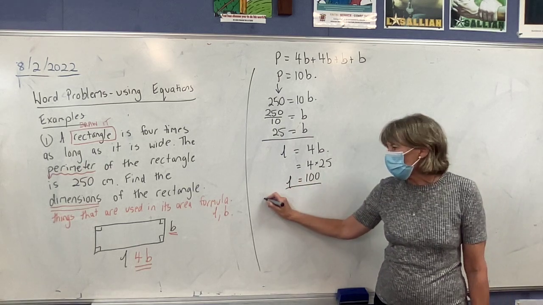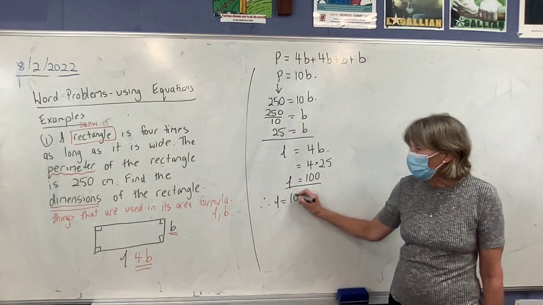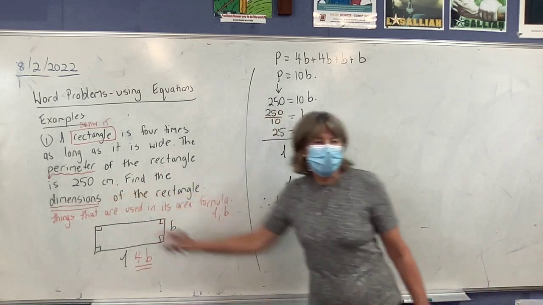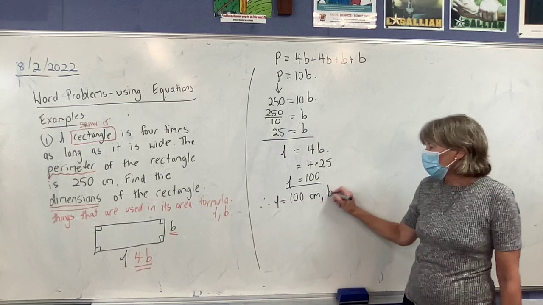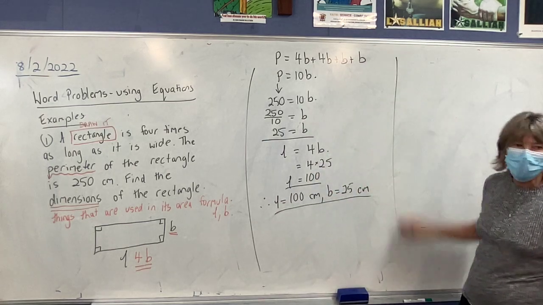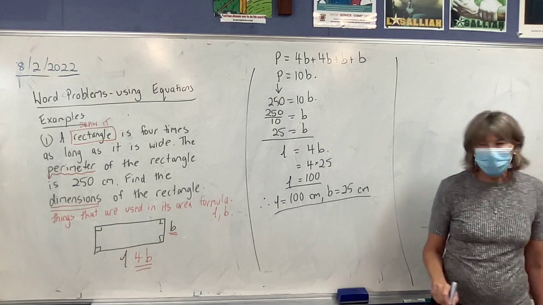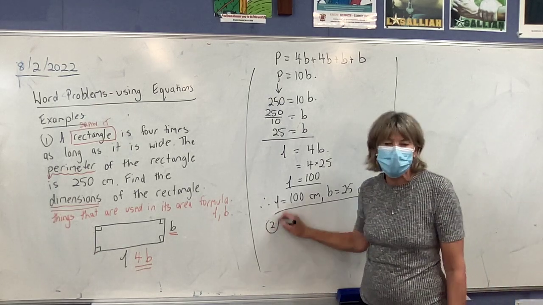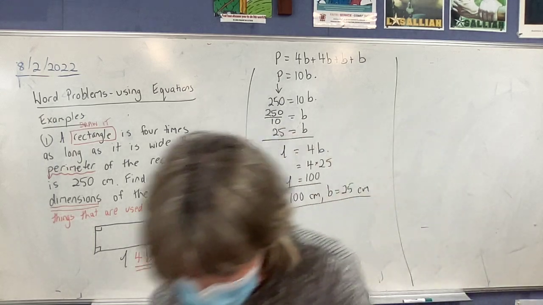So now you're just going to finish it off. You're going to say the length is 100. The units are centimetres. And B is 25 centimetres, and you're finished. Is there any questions on that? How to approach it? So firstly, always draw the shape. Okay, copy down the next one.